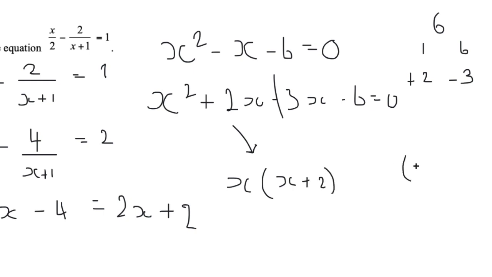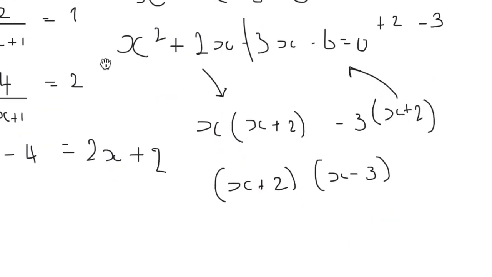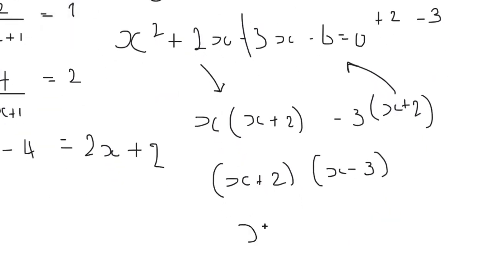We can copy the x plus 2 over, and then we want to look how we get from this to this, and for that we're going to need a negative 3 on the outside. So when we take our final brackets, we have x plus 2, x minus 3. So if we want to solve this equation, then x could equal 2 or x could equal 3.